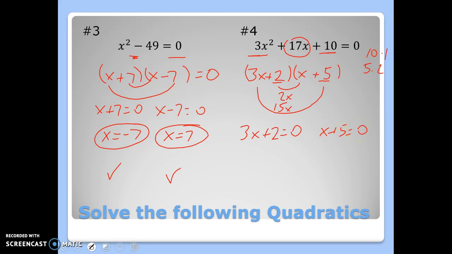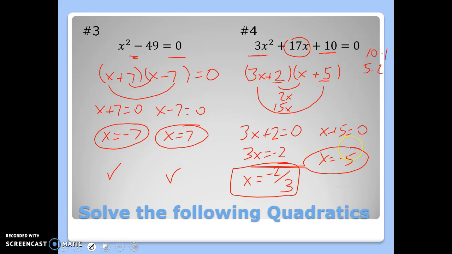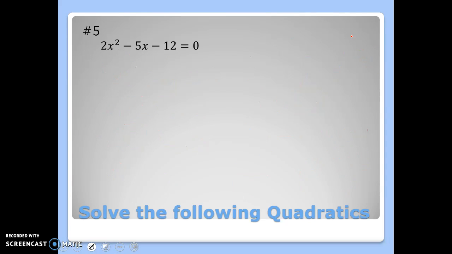So this first side, the first equation, I would subtract 2 from both sides, so 3x is equal to negative 2. If I divide by 3, x is going to be negative 2/3. There's my first solution. And my second solution, if I subtract 5 from both sides, x equals negative 5. And that's my second solution, negative 2/3 and negative 5. And again, you should check those by plugging both of them in and making sure that you get a 0 as your answer.